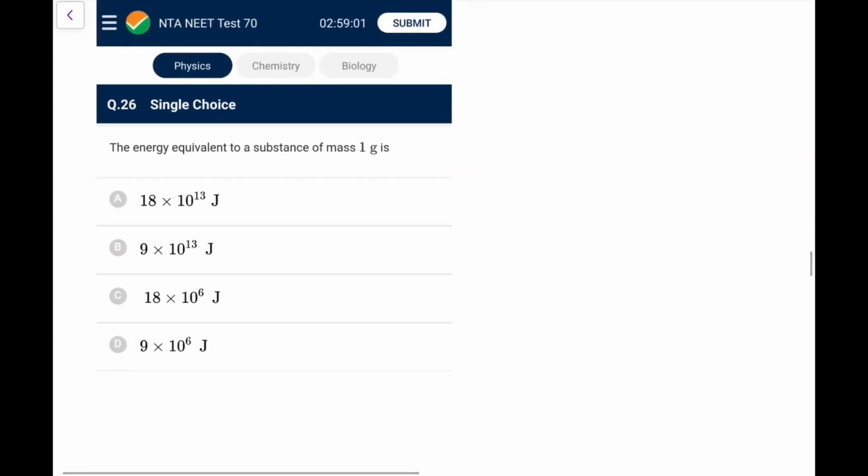Next, the energy equivalent of a substance of mass 1 gram is. For 1 gram, I can say 1 gram into c square. So what will I write in SI units? That 1 gram would be 10 to the power minus 3 kg.